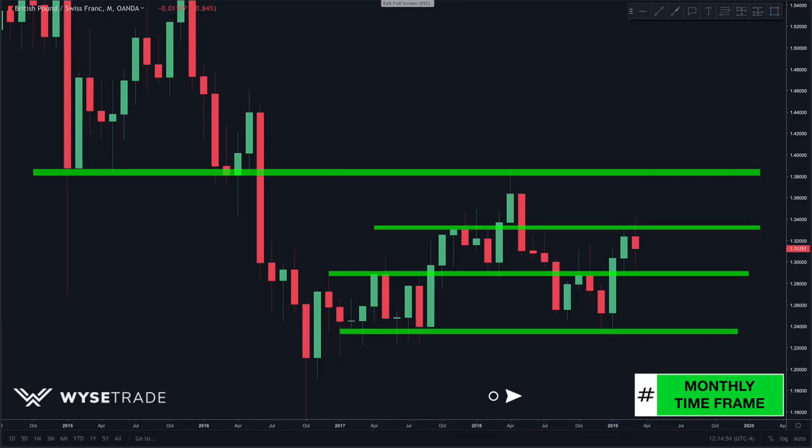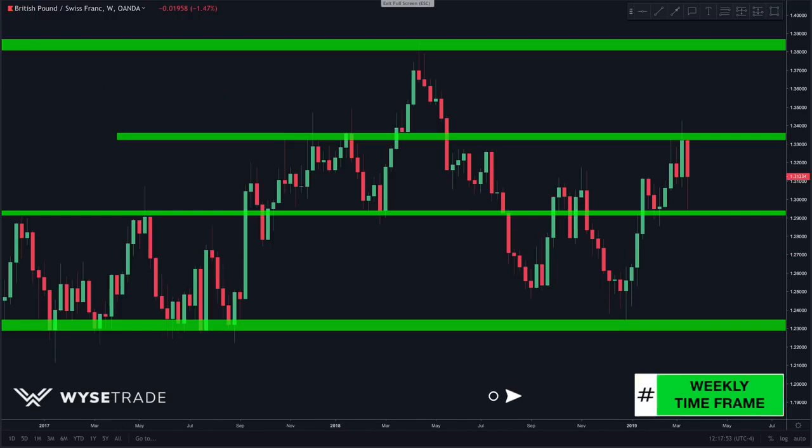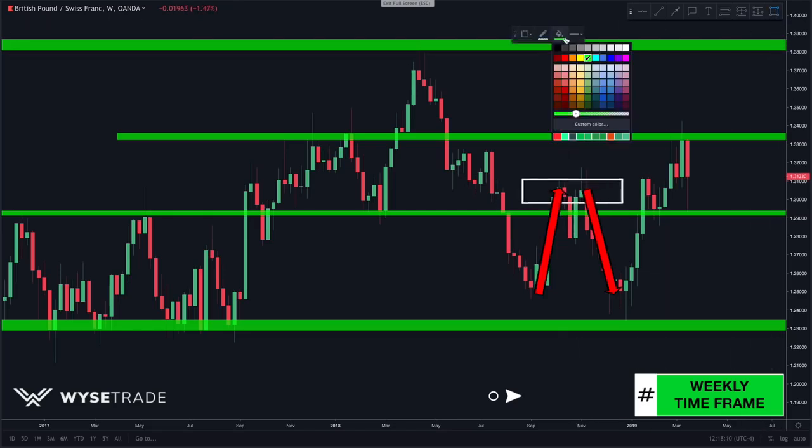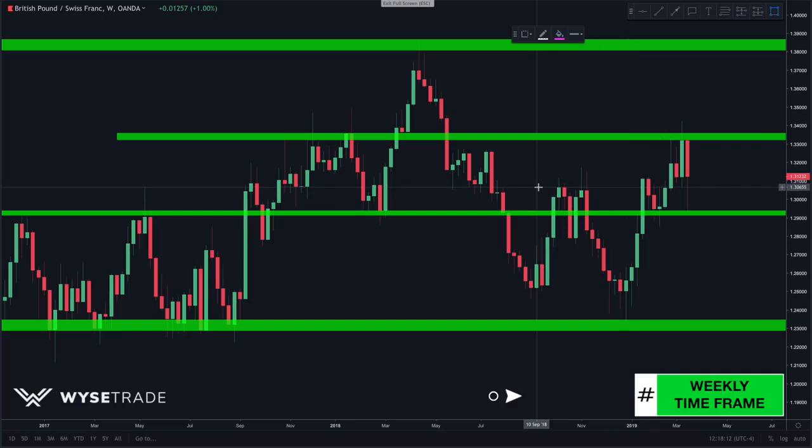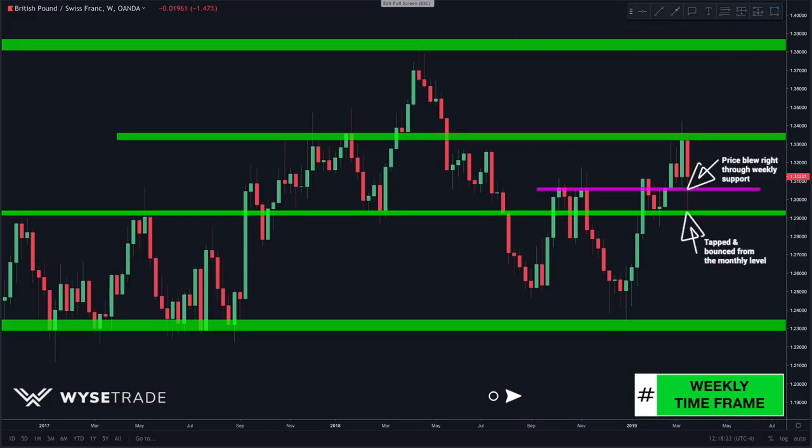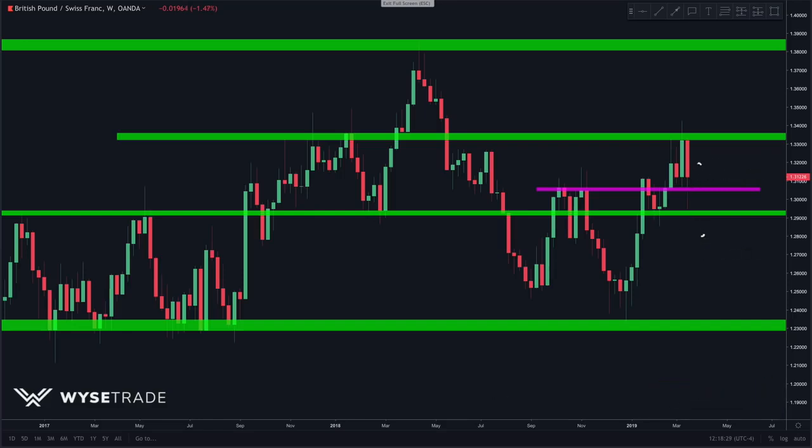So here we have all the monthly levels drawn in, and we jump to the weekly to further confirm these levels. Now here in the weekly time frame, you can see how the monthly levels fit in. We also have this weekly level here, so we draw it in. Notice how price recently blew right through this weekly level and tapped the monthly level and snapped right back, causing this wick to form. Now I'm going to show you how this played out on the daily.